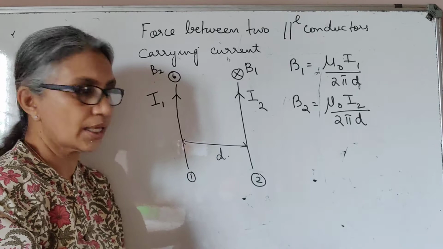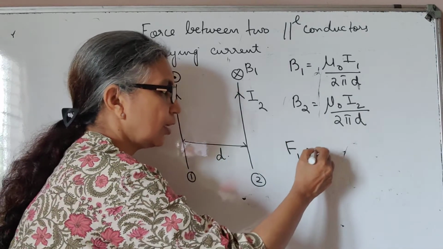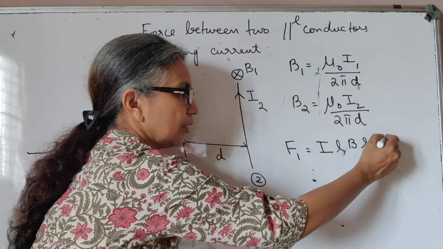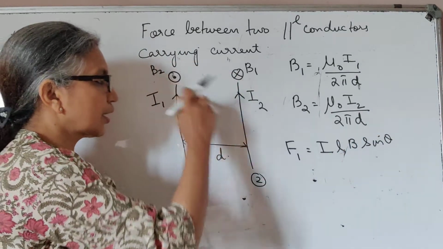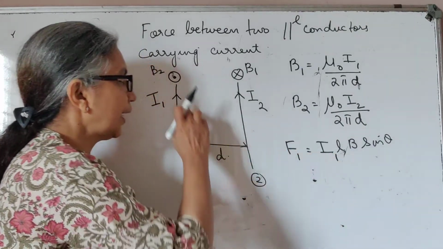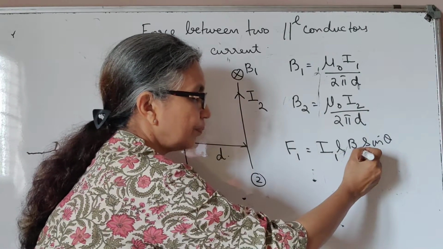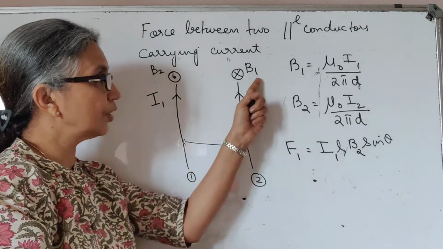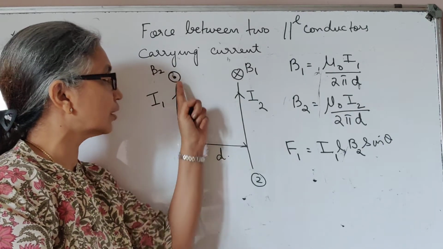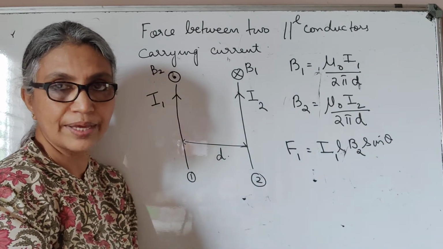We just discussed that, and the force experienced by the first one, F1, from the formula we just derived, is I L B sine theta, where this conductor is carrying a current I1. The length of the conductor we have taken as L, and it is placed in an external field, which one? B2. So B2, please note the difference. B1 is its own field, but we are talking about the external field in which this conductor is placed, that is B2. Theta is the angle between the length and magnetic field.